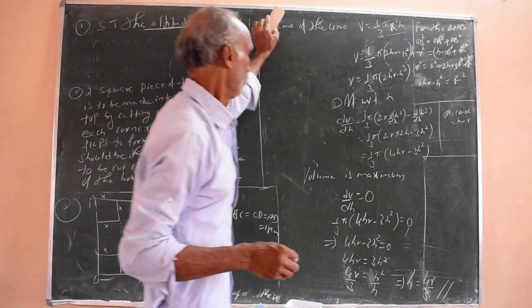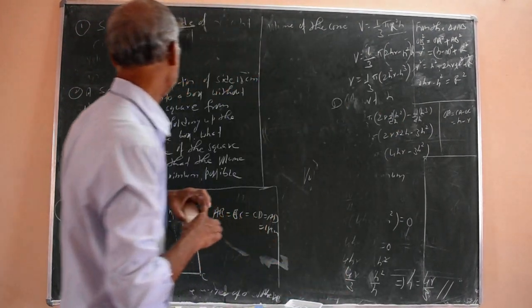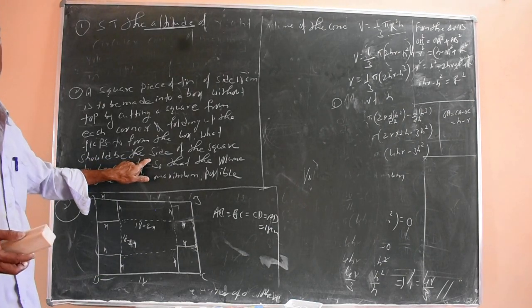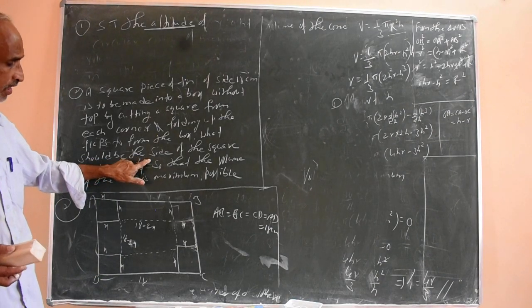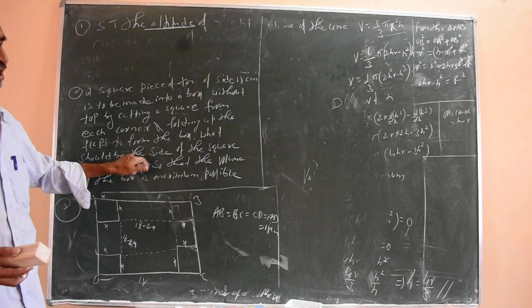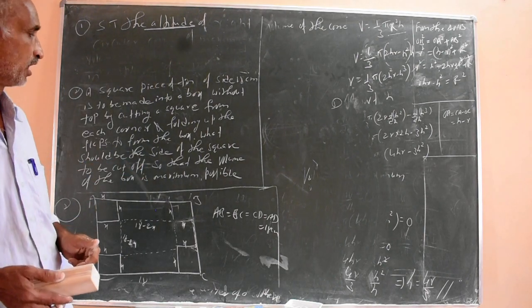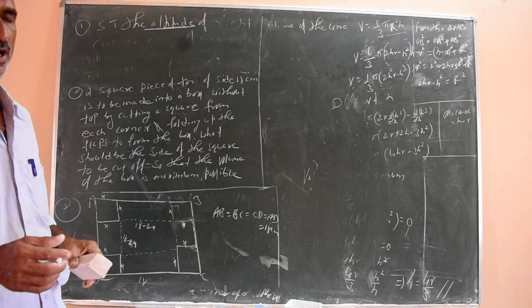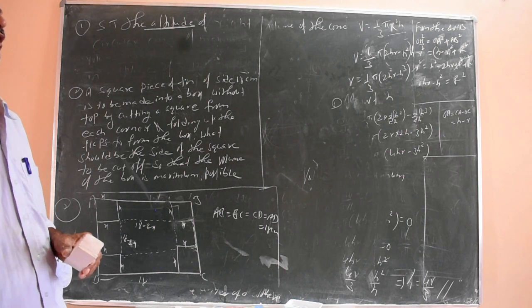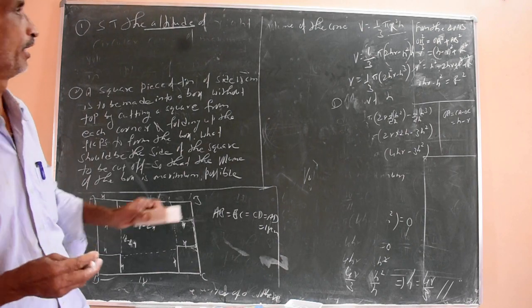So the volume equation is to be taken. Since volume is maximum, the volume equation is to be taken, and you should have a single variable, then differentiate with respect to that single variable x. Take dV by dx is 0, then you will get an expression for x. Okay.